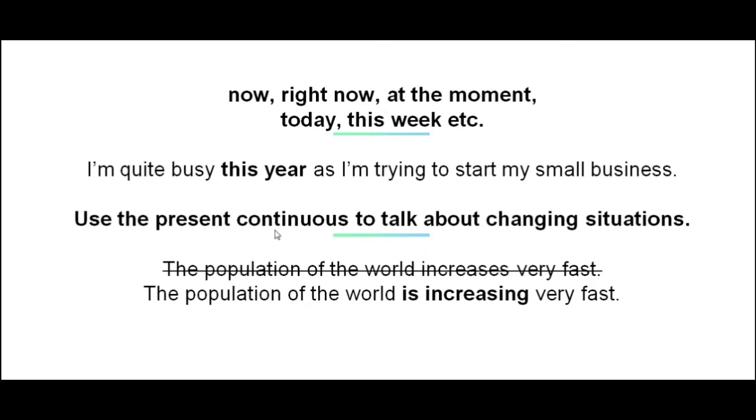Note that we use the present continuous to talk about changing situations. Have a look at the examples below. The population of the world increases very fast. Note that the increase of the population of the world is a changing situation, and so we must say the population of the world is increasing very fast.